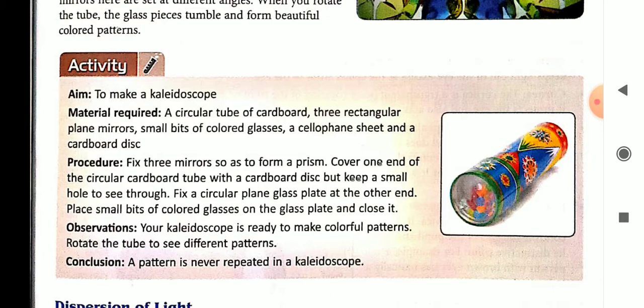Activity to make your own kaleidoscope. Materials required are a circular tube of cardboard, three rectangular plane mirrors, small bits of colored glass, or you can take small thermocol balls or pieces of bangles, a cellophane sheet and a cardboard disc.